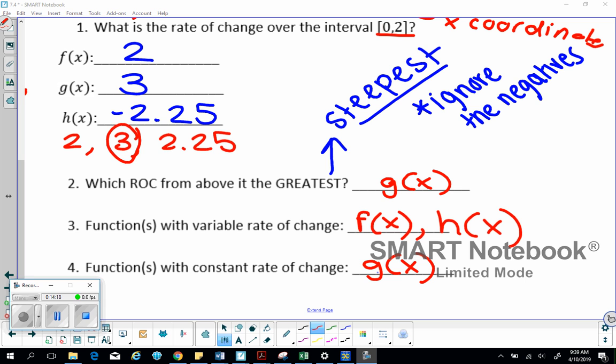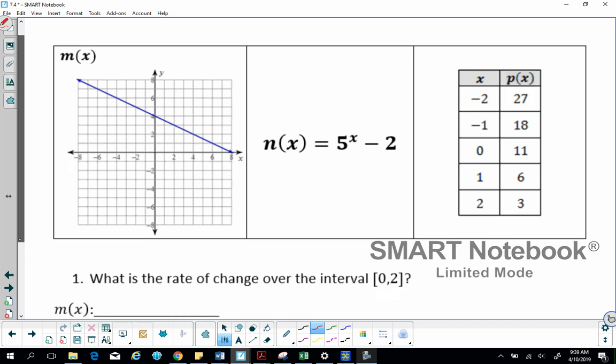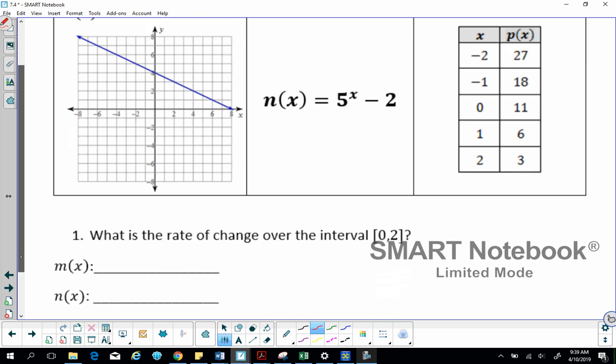So the next one, go to the next page where it says 5 to the x minus 2. The next one on here, perfect. So you're going to be doing this one, and first finding the rate of change between the intervals 0 and 2.